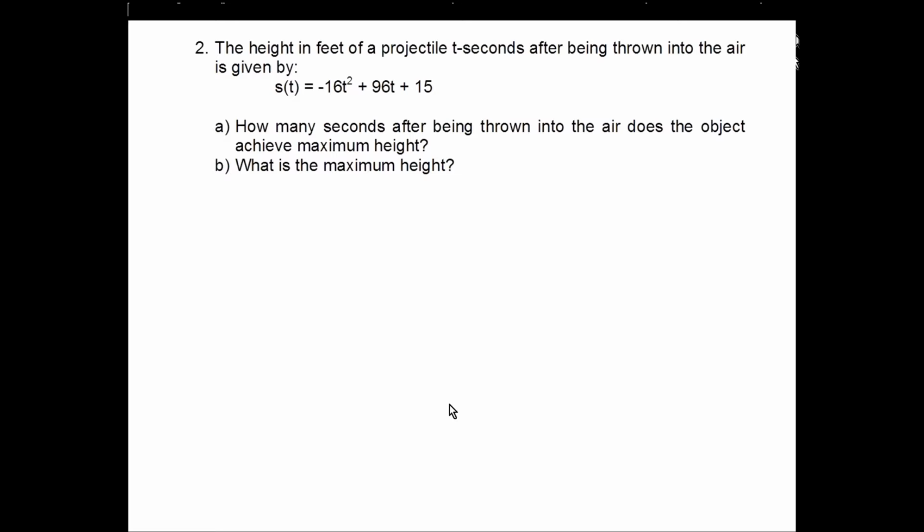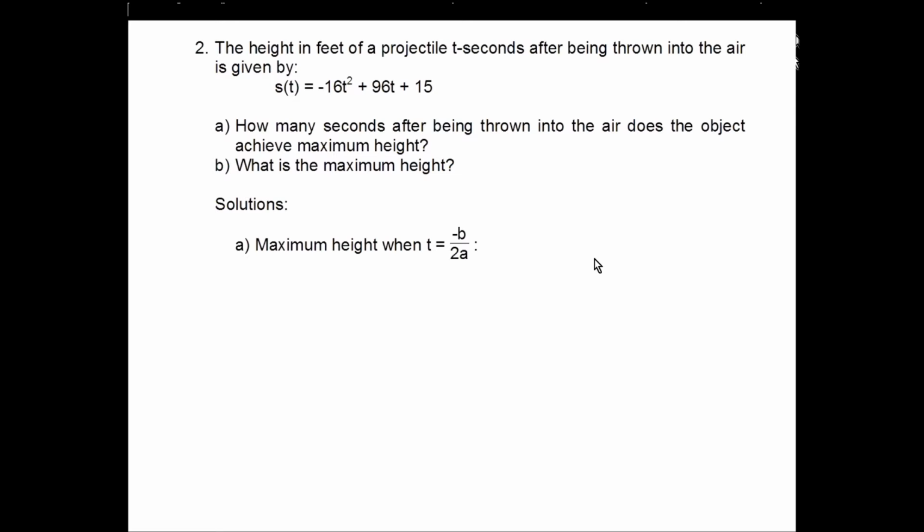Okay, question A is how many seconds after being thrown into the air does the object achieve maximum height? And in part B, what is the maximum height? Let me go ahead and warn you. In my math lab, it asks the questions reversed. It makes you first find the maximum height, and then it asks you when does it happen. It's easier to do it in this order. What makes it happen, when does it happen, and then what is it? Because if I find out when it happens, I plug that value of t into the function. So be aware, in my math lab, the questions will be asked backwards.